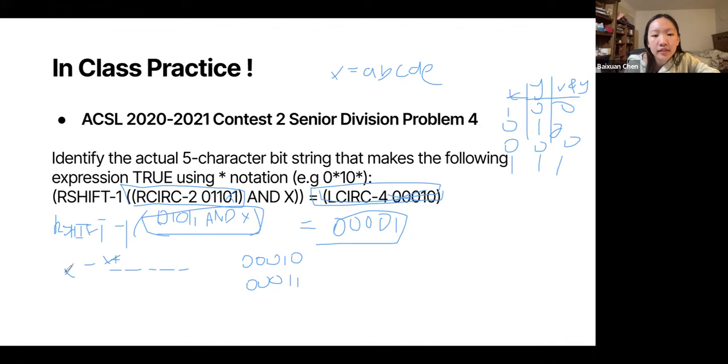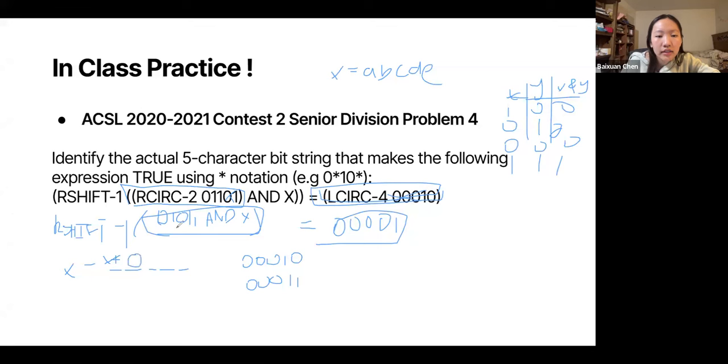And then for the second digit, 1 and x will be equal to 0. So we know x has to be 0, right? Because there's already a 1. And if x was equal to 1, then this one wouldn't be equal to 1, and it wouldn't be equal to any of these expressions. So it'll be 1. I'm sorry, 0.